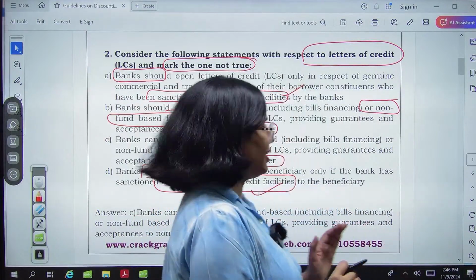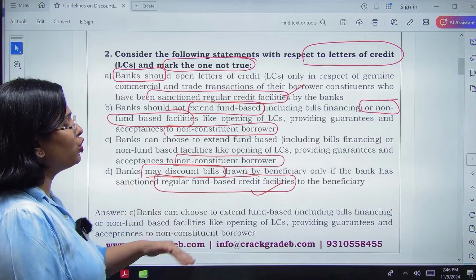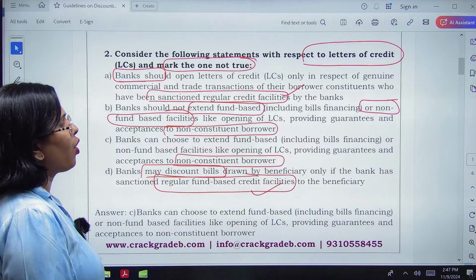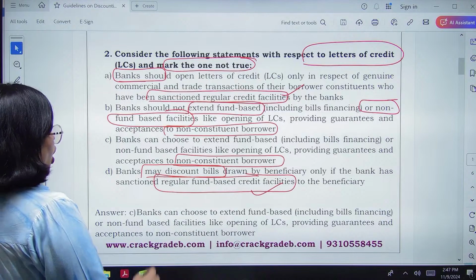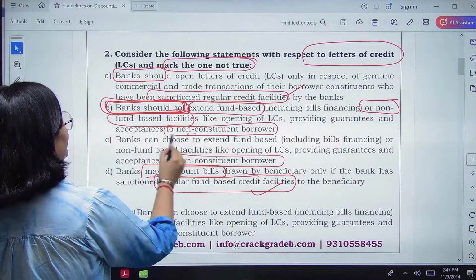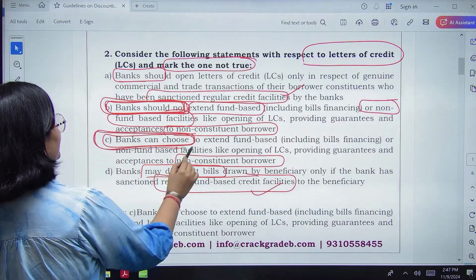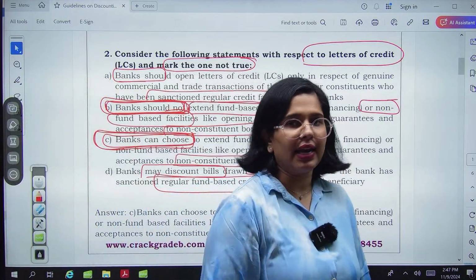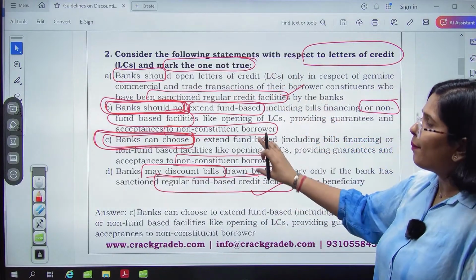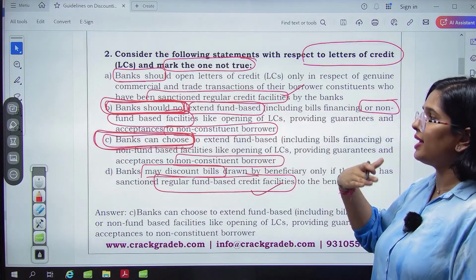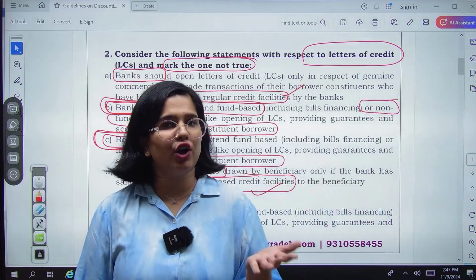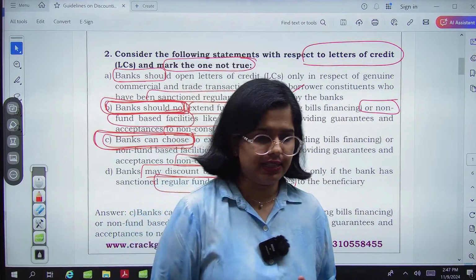So now let us look at the answer, and answer says that banks can choose to extend the fund based or non-fund based facilities to non-constituent borrowers as well. So see, over here why this option was not correct? Because हम कह रहे थे कि बैंक को देना ही नहीं है, and यहाँ पे we have provided certain discretion to the banks. हमने बैंक को ऑप्शन दे दिया कि अगर आपकी मर्जी है तो आप करिए, नहीं मर्जी है तो ना करिए, ठीक है। यहाँ पे तो आप दे ही सकते हैं, बट यहाँ पे you have got the discretion that you can extend such kind of facilities to the non-constituent borrowers as well. That means to whom you have not provided regular sort of fund facilities. Okay.